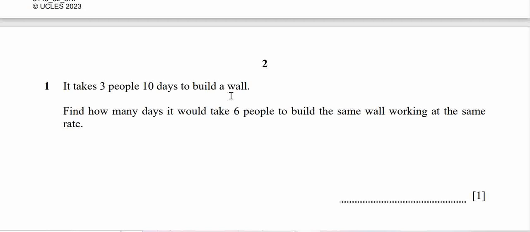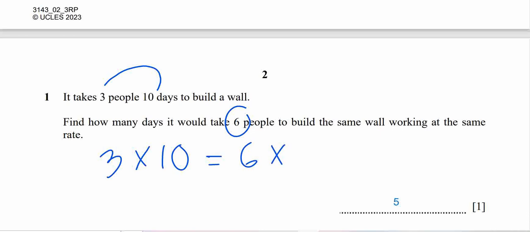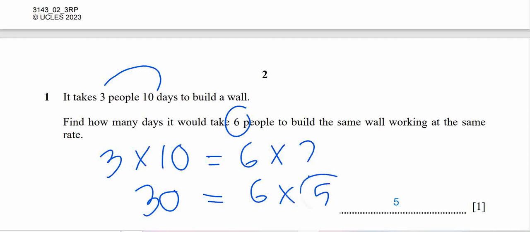Alright, if you need some more time, please pause this video. Let's reveal the answer. The answer is 5. You got it correct. So here is how it works. If you got it correct, you may skip to the next number. So 3 people, 10 days is 3 times 10. This is a shortcut. It equals 6 people times a question mark. So that question mark should be filled with 6 times 5. That's why the answer is 5.